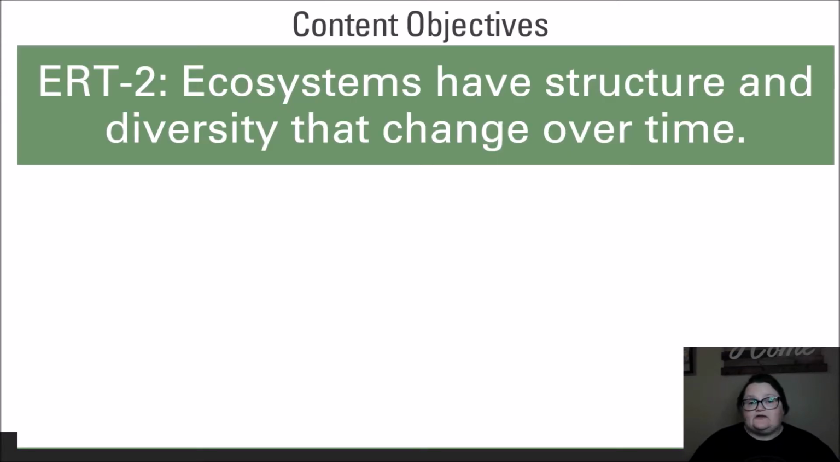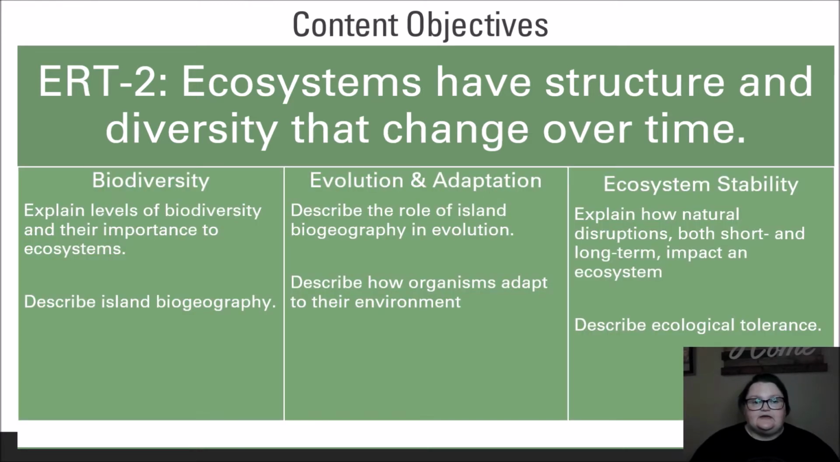Here's our content objective for this lesson. Ecosystems have structure and diversity that change over time. At the end of this lesson, you should be able to explain levels of biodiversity and their importance to ecosystems. Describe island biogeography. Describe the role of island biogeography in evolution. Describe how organisms adapt to their environment.